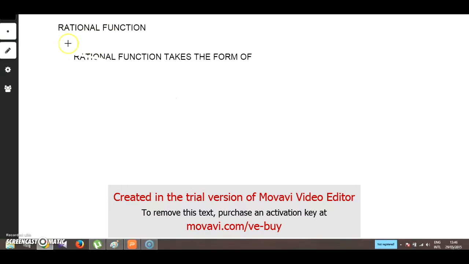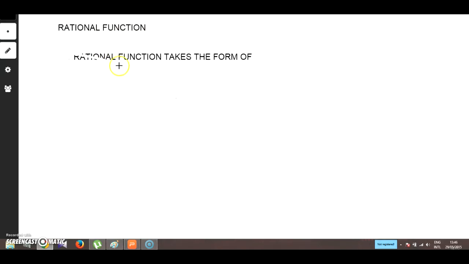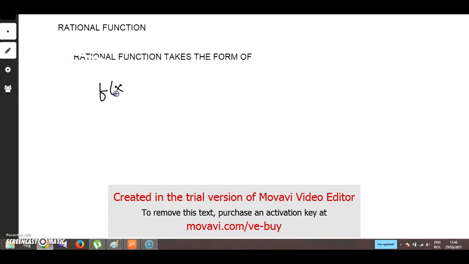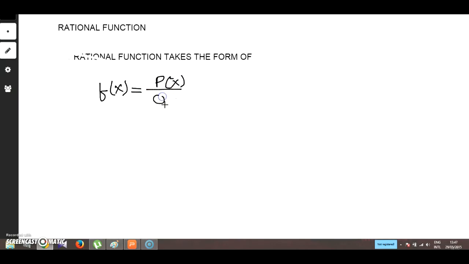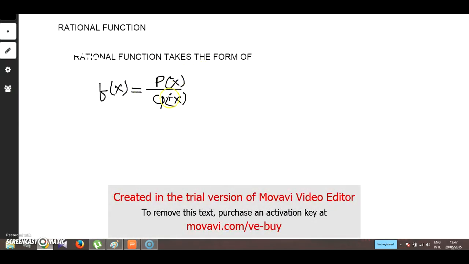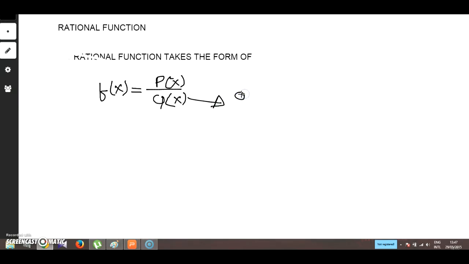Now we're going to talk about rational function. Rational function takes the form of f of x is equal to p of x divided by q of x. We already know that p of x and q of x are two different polynomials, but there's a restriction towards this function. Q of x can never be equal to 0.